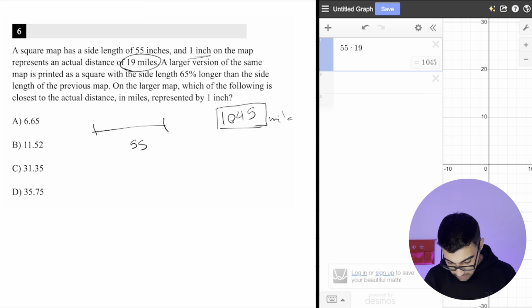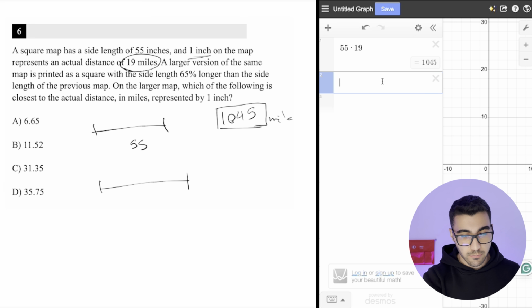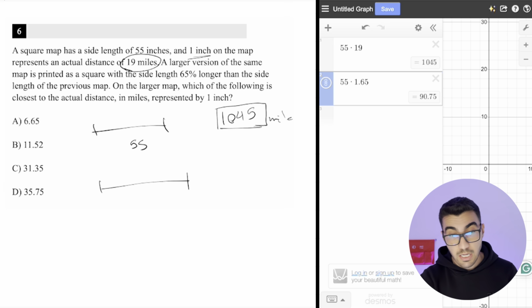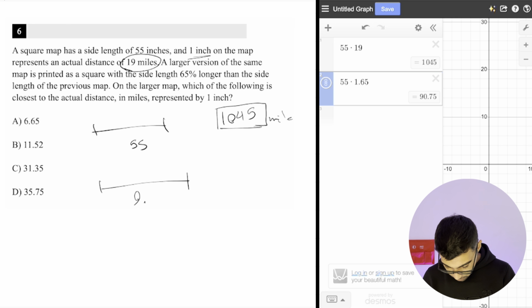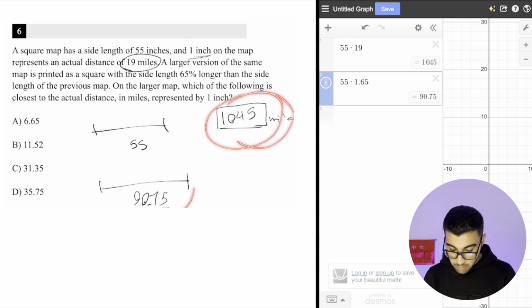Now the second map, which is the longer map, is 65% longer than the 55 inch. So how many inches is that? I'm going to find 55 times 1.65, which is 90.75 inches for this one. Now I want to represent the same distance by 90.75 inches.